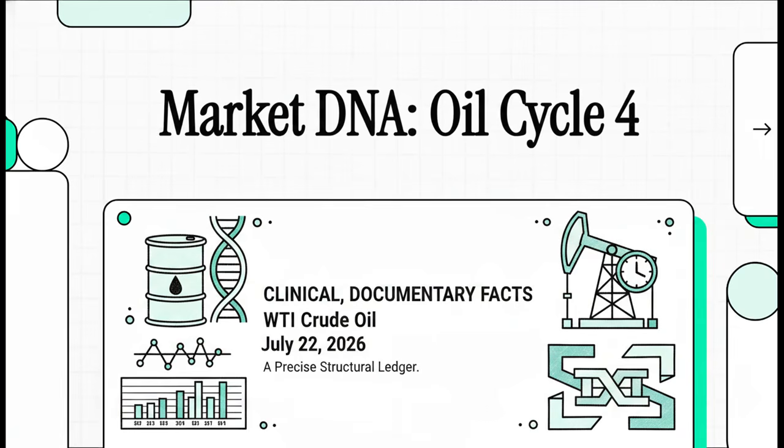Welcome to the Explainer. Today we're diving straight into the objective ledger for WTI crude oil as of July 22, 2026. What we're looking at here is a precise structural ledger based on the proprietary geometric market DNA system. We aren't here to guess, and we certainly aren't here to predict. We're strictly documenting the observable, predefined structural coordinates for this specific market cycle.